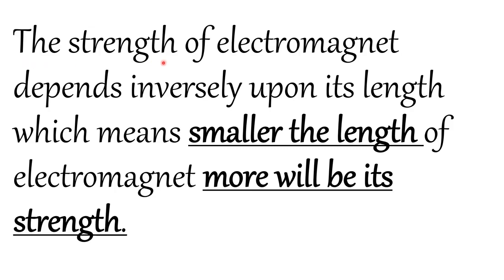The strength of an electromagnet depends inversely upon its length, which means the smaller the length of the electromagnet, the more will be its strength. Once again, the smaller the length of an electromagnet, the more will be its strength.